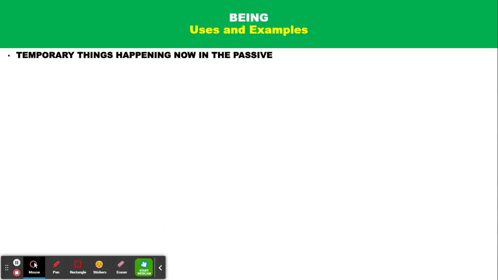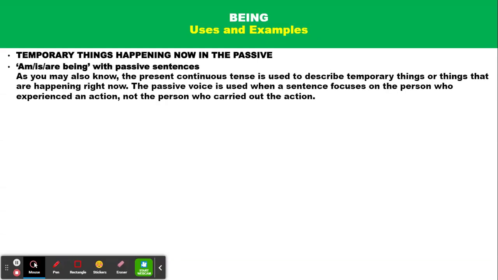Then let's look at the uses and examples. We use being for temporary things happening now in the passive. So you talk of am, is, or are being with passive sentences. As you may also know, the present continuous tense is used to describe temporary things or things that are happening right now. The passive voice is used when a sentence focuses on the person who experienced an action, not the person who carried out the action.